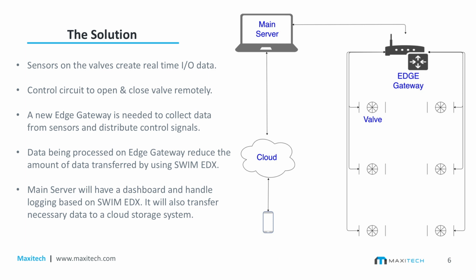And the data being processed on the Edge Gateway actually reduces the amount of data that needs to transfer, because if the valve is open, it's going to stay open for 12 hours. You don't need to keep sending, yes, it's open, yes, it's open, yes, it's open. So the Edge Gateway is processing that and only sending the information when there's a change in the state. And the main server is just visualization and logging through, again, SWIM's infrastructure. It's essentially showing what's happening in the facility at that time in very, very real time.